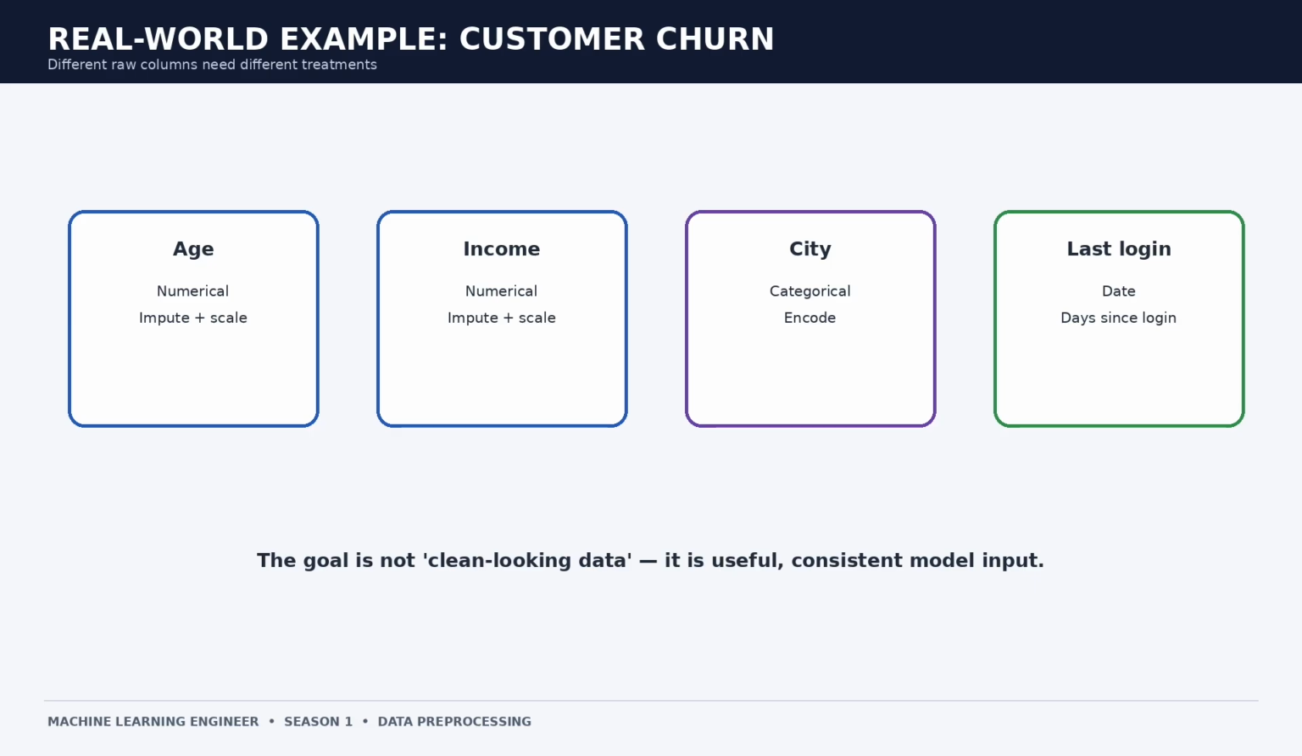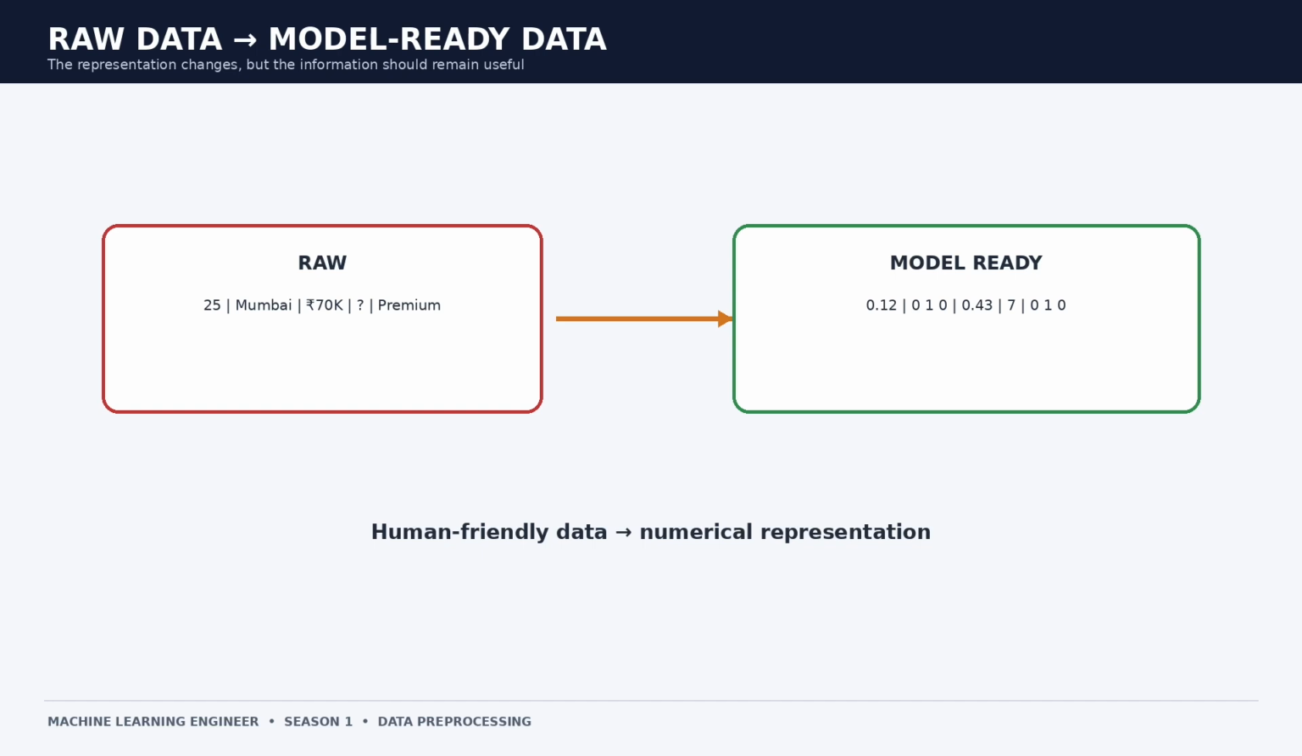Let's put everything together using our customer churn example. Age and income are numerical, city is categorical, last login is a date. We might impute missing numerical values, encode city, scale numerical features, and transform the last login date into something like days since last activity. Now our model has much more useful inputs. This is the transformation we are trying to achieve. Raw human friendly information becomes a numerical representation that the model can process.